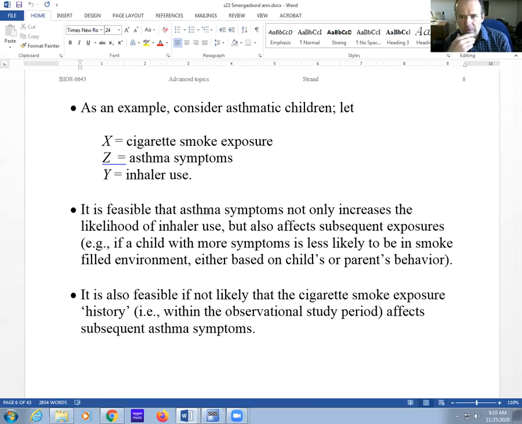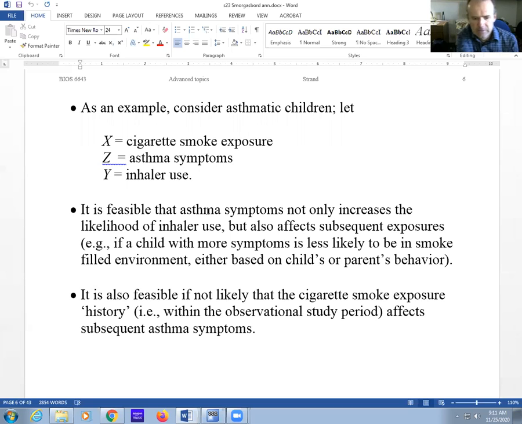So real quickly, I'm just going to describe a couple examples where this may apply, and then show you the methods. And I actually have a program I can show you as well. So as one example, consider the effect of cigarette smoke exposure on inhaler use.